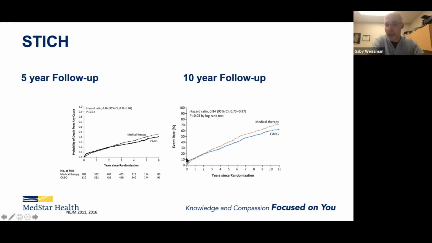But it takes a while, right? You can see in the first 2-3 years there's really no difference between the groups. You have to go out for a while. The patient has to have long-term survival to get benefit from CABG over medical therapy in the setting of low EF and multi-vessel disease.